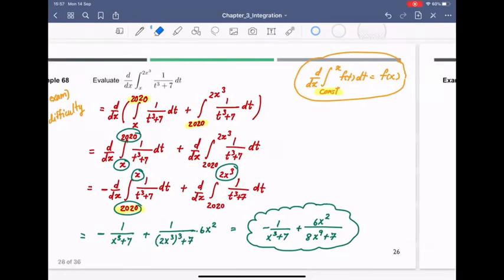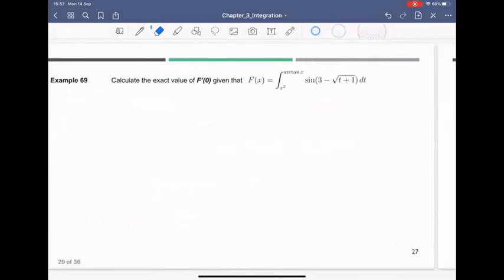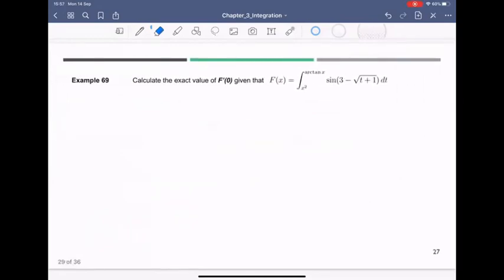All right, so example 69. This is also from the exam, but not for engineering students. I copied this from the science students. Well, it's still a good practice problem. So let's look at example 69.